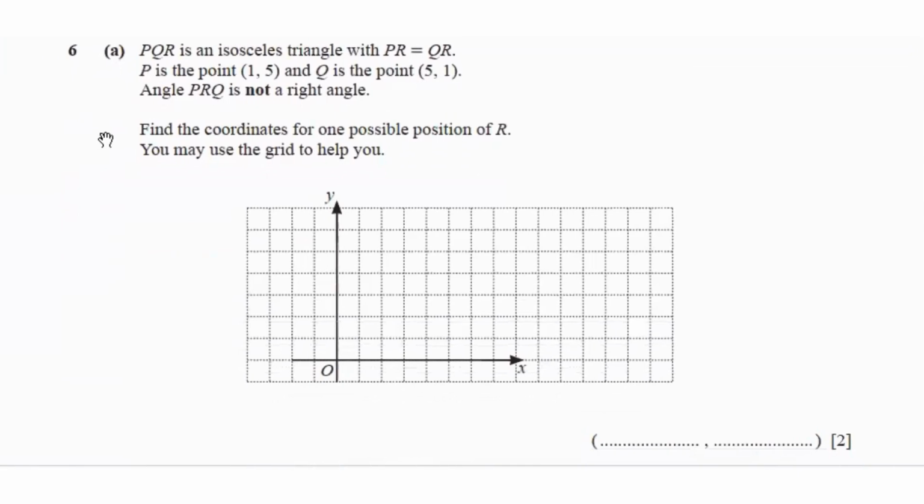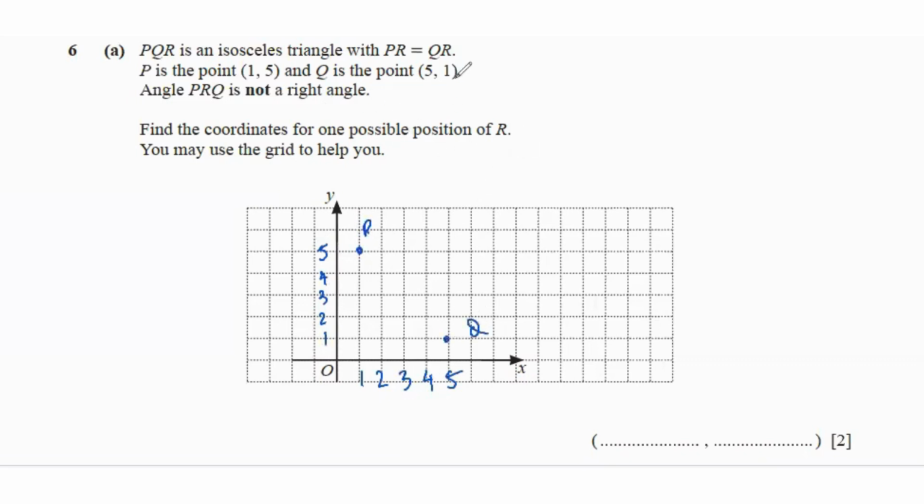Question 6 says PQR is an isosceles triangle with PR equal to QR. P is the point (1, 5) and Q is the point (5, 1). So let's start with plotting the points first. P is (1, 5), so that's going to be P, and Q is (5, 1).